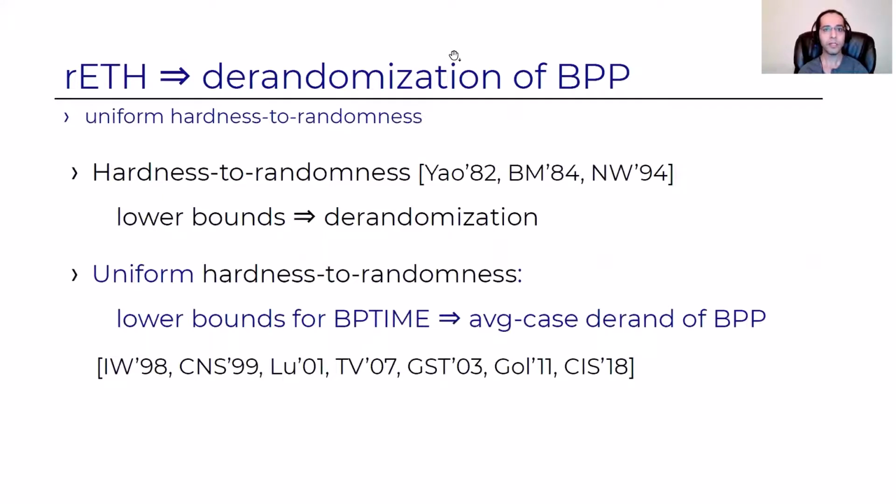Now, this result belongs to the line of works that is typically called hardness to randomness, which convert lower bounds to derandomization algorithms. Specifically in our case, we start with a uniform lower bound for uniform probabilistic algorithms. So we're concerned with the special case of uniform hardness to randomness, which is indeed a well-studied special case. And the results in this line of work look like our result. Assuming lower bounds for BPTIME, they get average case derandomization of BPP.